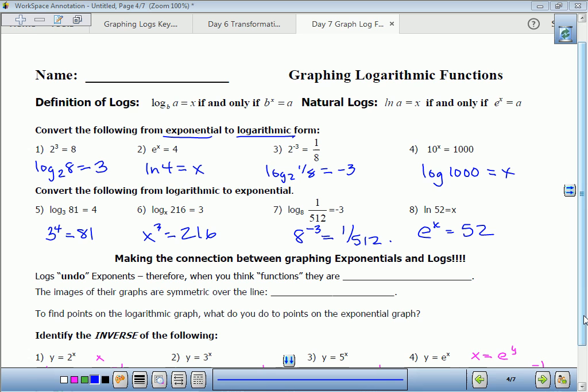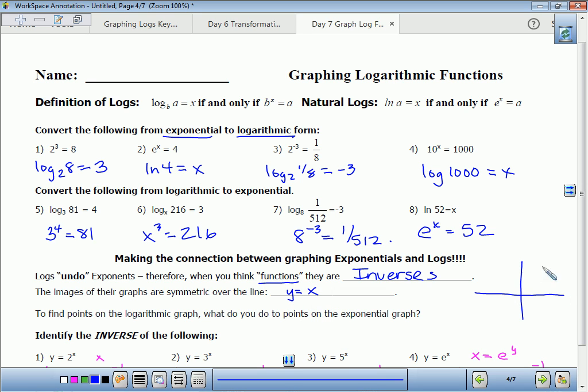So, we've already studied exponents, we've already studied logs, and we know that logs undo exponents. So when we think about them in terms of a function, they would be inverses. Okay, so we talked about inverse operations before that undo. These are inverse functions. And the images of their graphs, when we do inverse functions, are symmetric over the line y equals x. Because remember with inverses, we switch the x and y. And because we switch the x and y, they would be symmetric over this line.